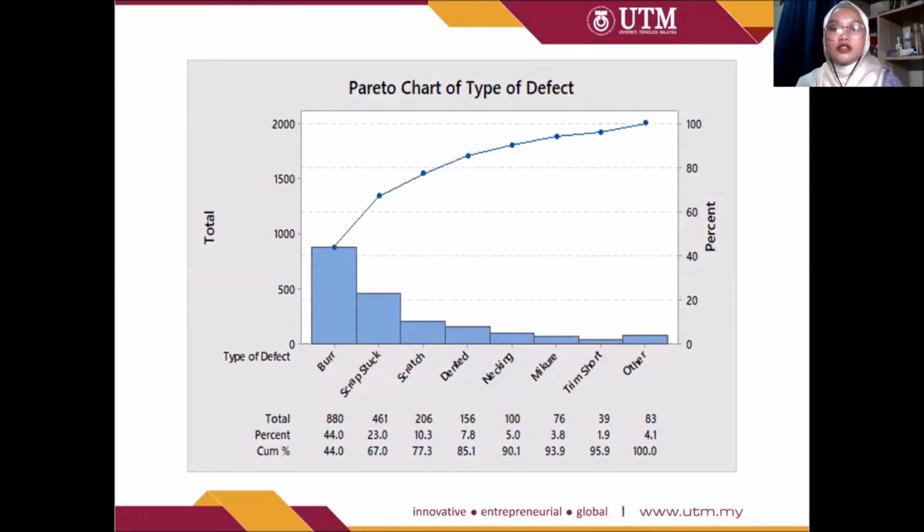Why I chose these three is because, from what I learned, the top 80% of the Pareto chart for the types of defect is actually the major problem in this company.